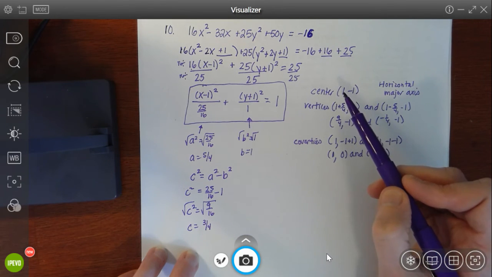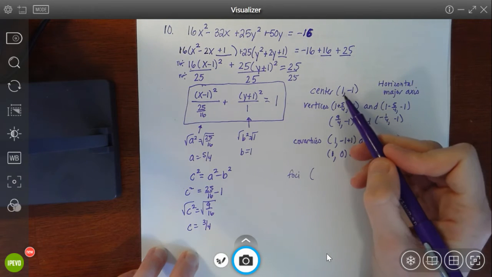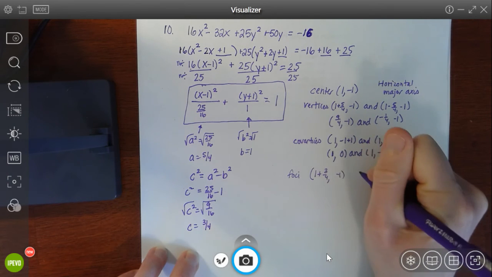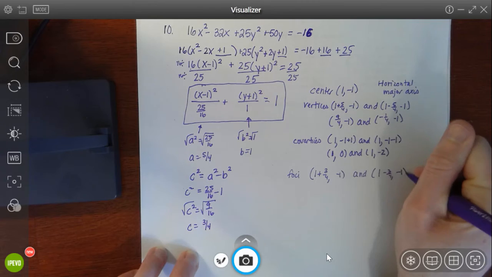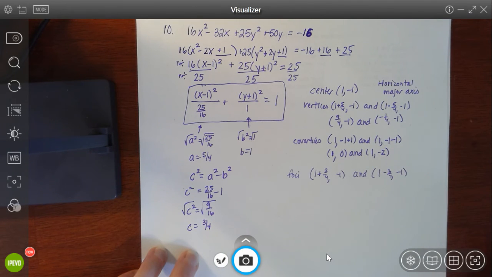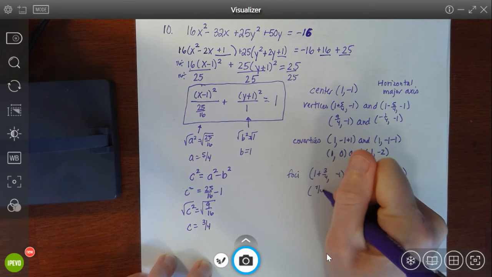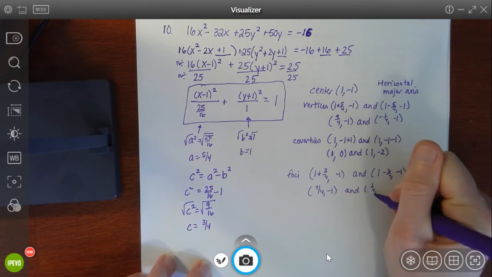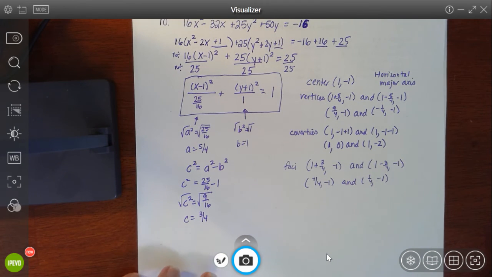So to find our foci for this graph, we're going to take the x coordinate of our center, and we're going to add and subtract our c value from that x coordinate. And then once I have that, I can just simplify that. So this would be 7/4, -1, and this would be 1/4, -1. So those would be my two foci.